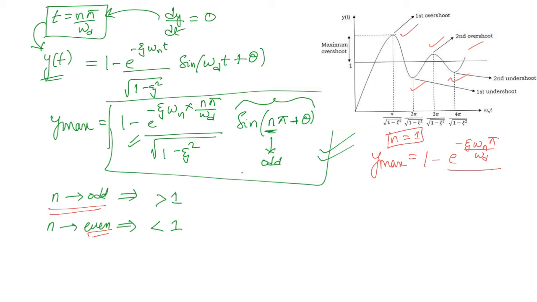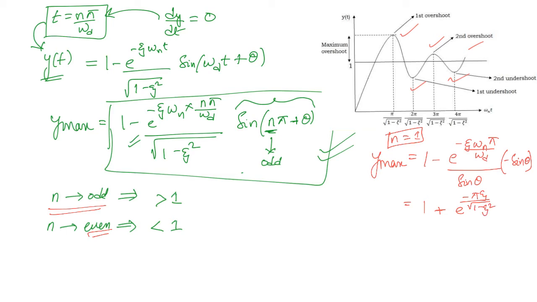what is root over 1 minus zeta square? It is sine theta. Why? Because cos theta is zeta. And sine of pi plus theta will simply be minus sine theta. Right? So this you will get as 1 minus 1 plus e to the power minus pi zeta by root over 1 minus zeta square.